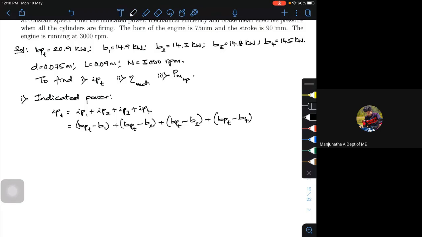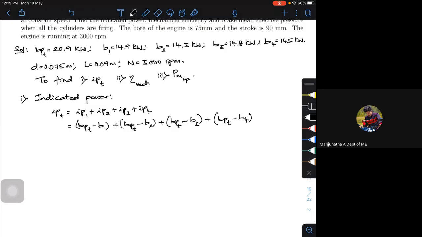When the first cylinder is cut off, what am I getting? Second cylinder cut off, what am I getting? Third cylinder cut off, what am I getting? Fourth cylinder cut off, what am I getting? So I am cutting off one after the other, and this is what I am trying to get.